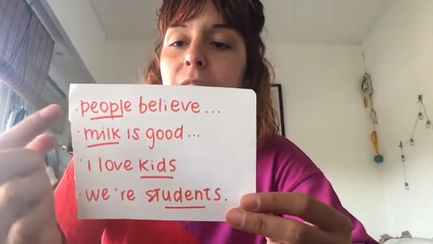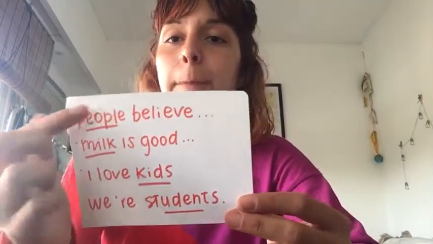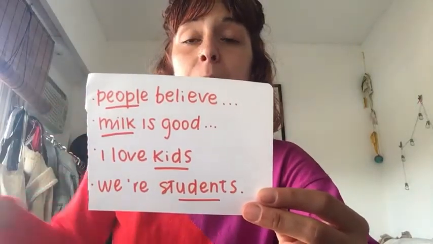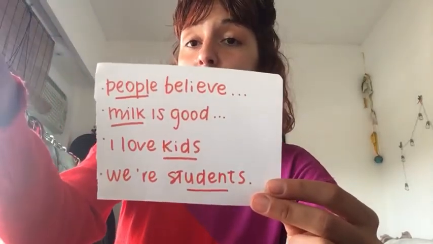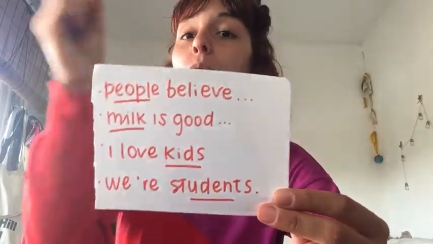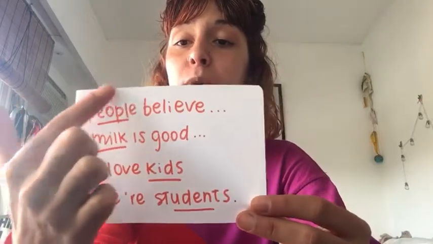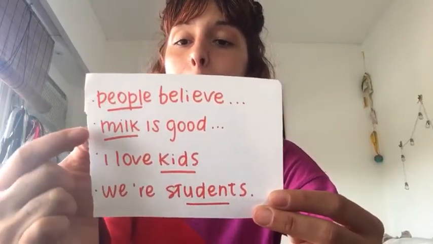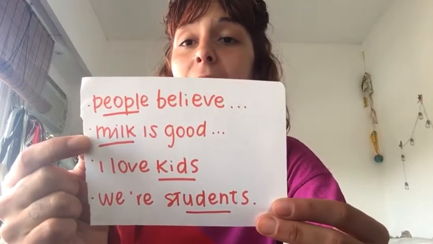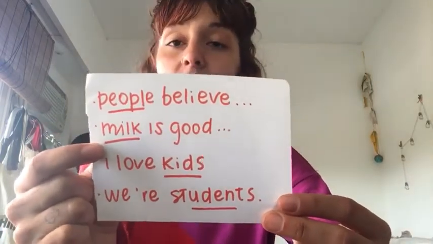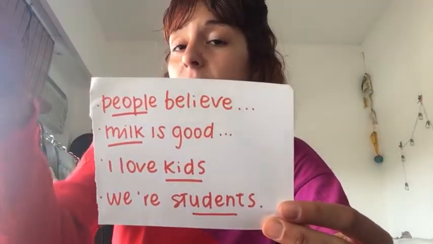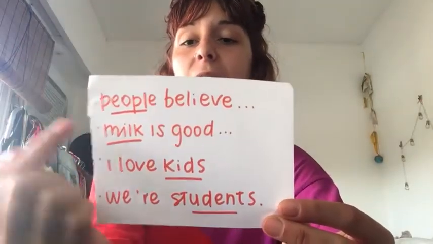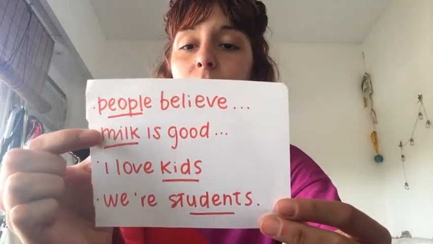So let's see some examples. People believe. In this case, I don't say the people because I'm talking about all people in general. So because it is general, I am not pointing to one group of people. Estoy hablando de gente en general, no de un grupo de personas. I can use the plural noun without the. Milk is good. In this case, I have an uncountable noun, milk, un líquido. So, because I'm not talking about some milk in particular, I'm talking about milk in general, I can use the noun without anything in front of it.